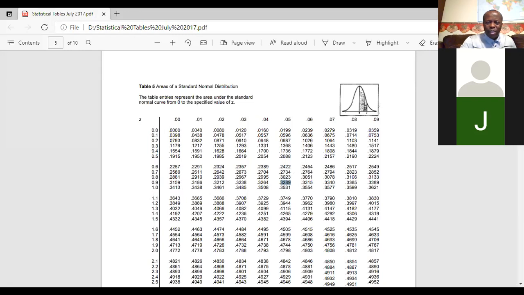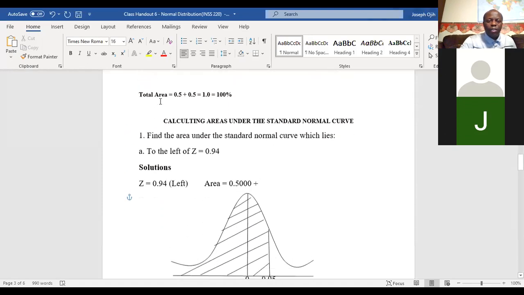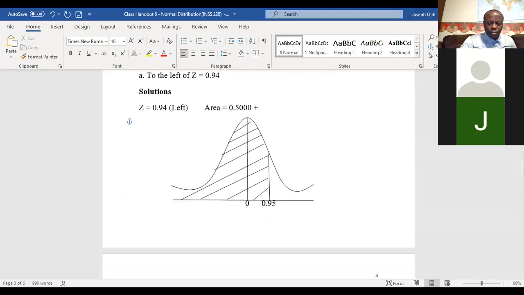I think it's 0.95, or is it 0.94? Let me make sure which one we're looking for. Oh, it's 0.94, right? It's 0.94 because the question says 0.94. So I'm gonna take you back there.